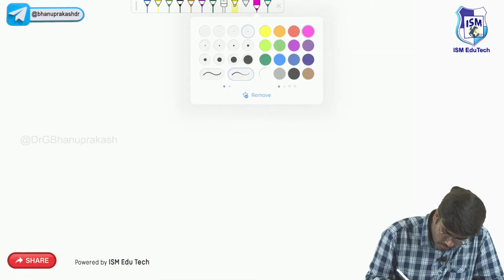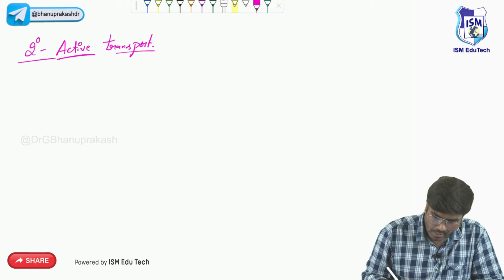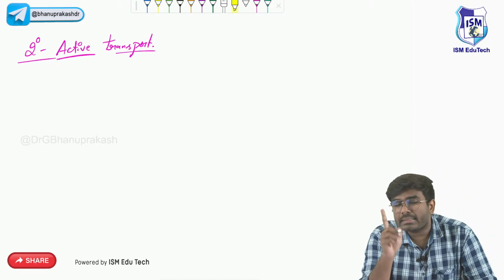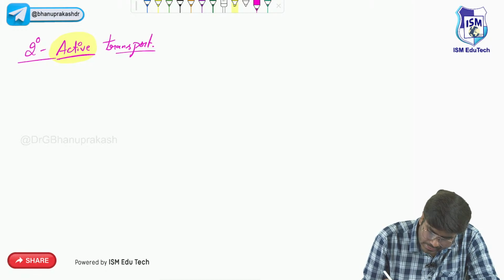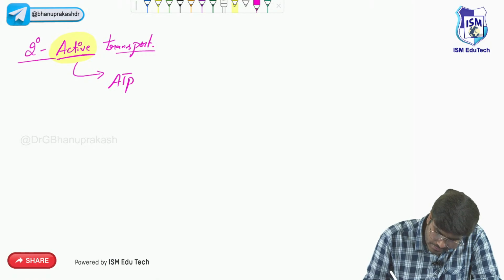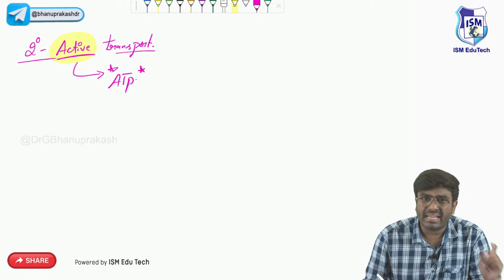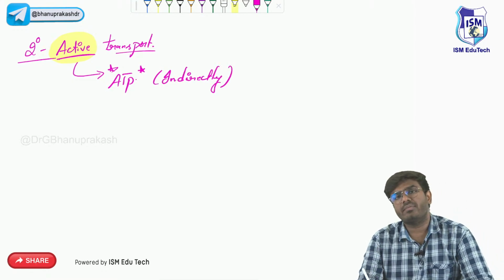After primary active transport, now let's talk about secondary active transport. Again, it's a type of active transport. In secondary active transport, is ATP utilized or not? ATP is utilized, no doubt, but not directly, indirectly. It's an indirect usage of the ATP.